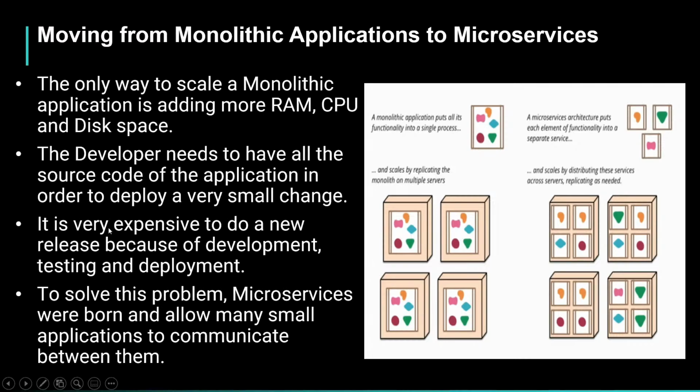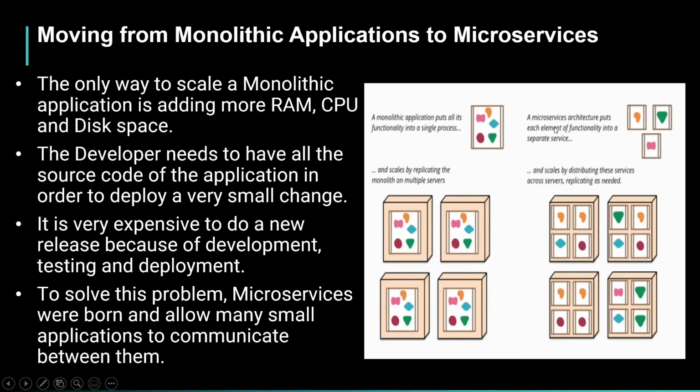And it is very expensive. The developer needs to have all the source code of the application in order to deploy a very small change, because we have just one application. If we want to make a small change, the developer needs to have the complete application and deploy again. It is very expensive to do a new release because of development, testing, and deployment. To solve this problem, microservices were born and allow many small applications to communicate between them.